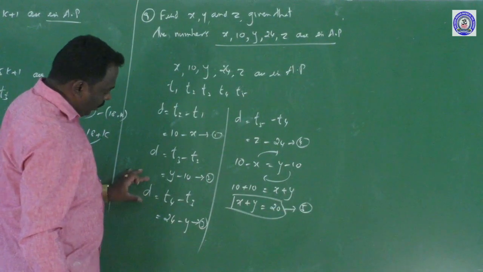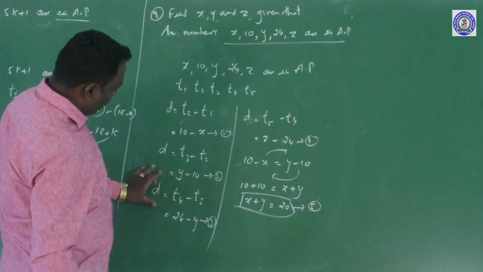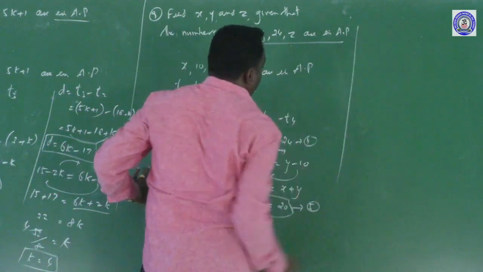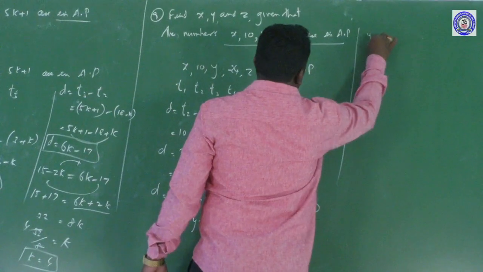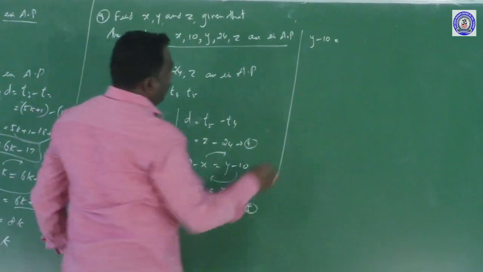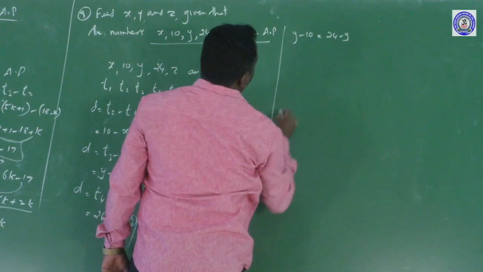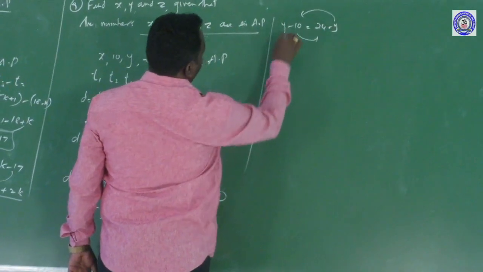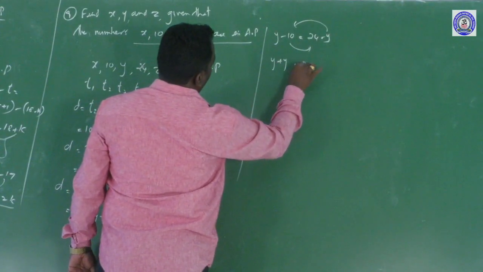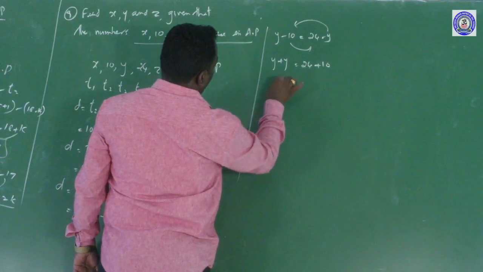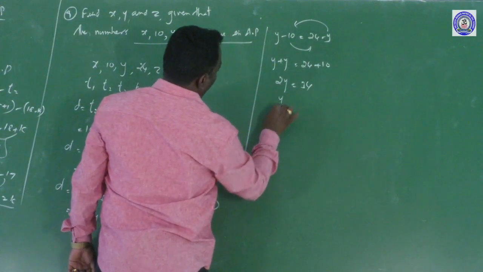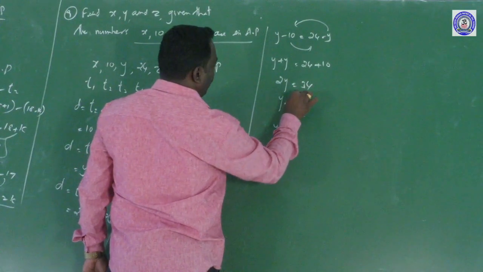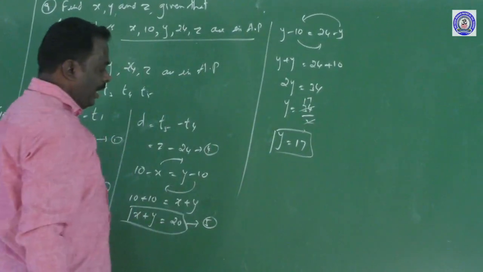Again, comparing another two equations, the second and third equation. What is the second equation? y minus 10 is equal to the third equation, 24 minus y. Now transfer y to one side and the constant term to the right side. Therefore minus becomes plus: y plus y is equal to 24 plus 10. Therefore 2y is equal to 34, y is equal to 34 by 2, and y is equal to 17. Therefore y value equals 17.